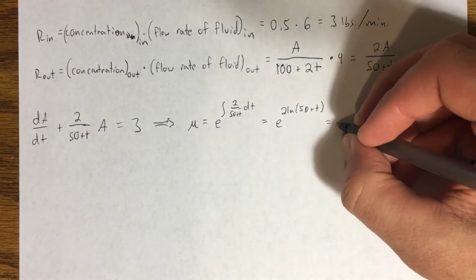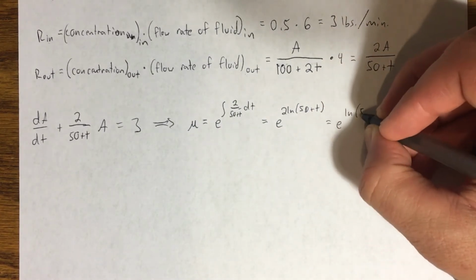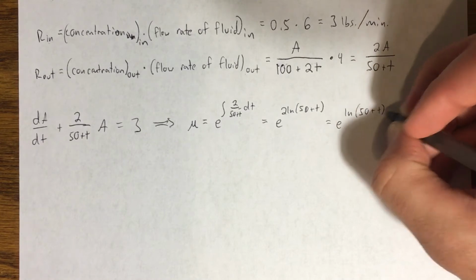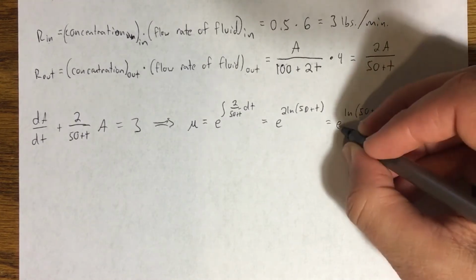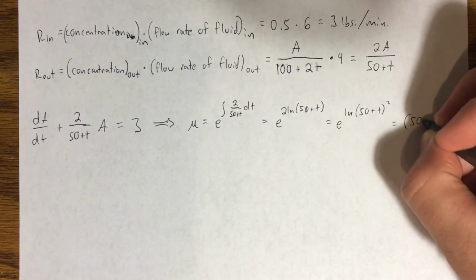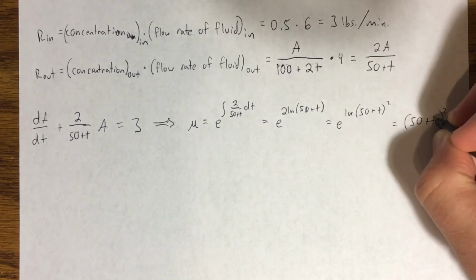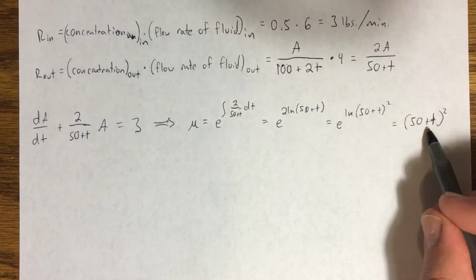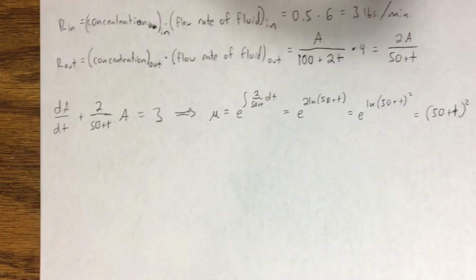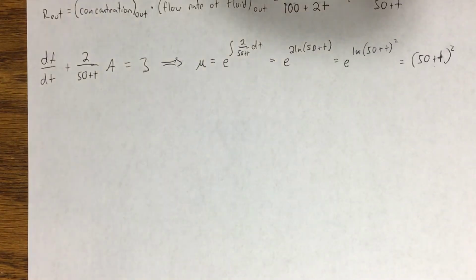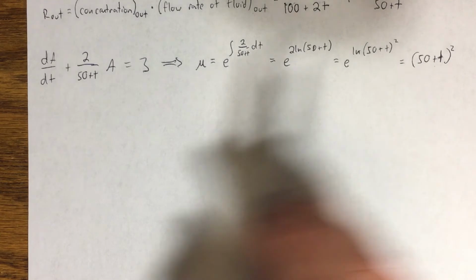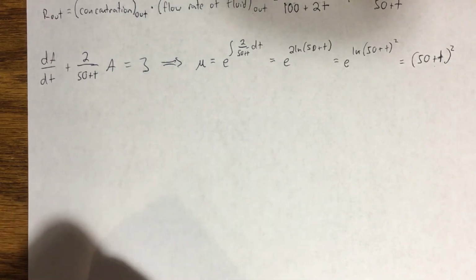This is the same thing as e to the natural log, using logarithm properties, of (50 plus t) squared, or simplifying by canceling those, (50 plus t) squared. I always run into this issue where my pluses and my t's look the same, so just be careful with that. So this is my integrating factor.